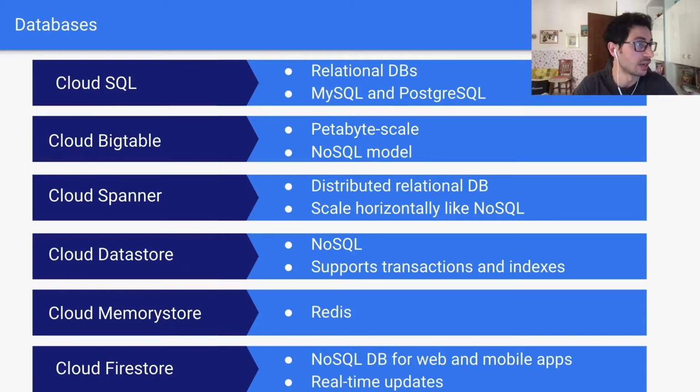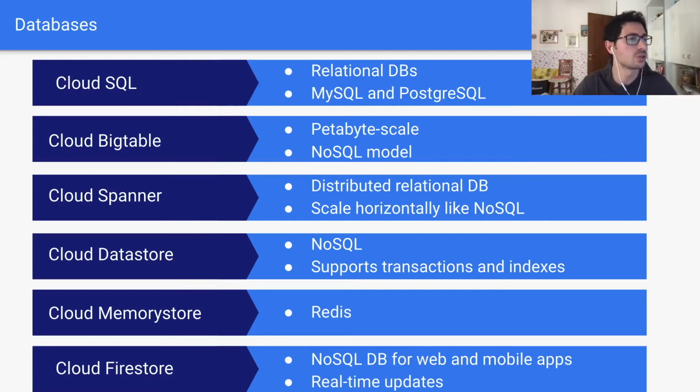Then you have Cloud Bigtable. Cloud Bigtable is quite different. Instead, it is mainly for when you have to access petabyte-scale applications that can manage really millions of rows, even thousands of columns, and it is based on a NoSQL model called the wide column data model. So it's a completely different use case with respect to Cloud SQL.